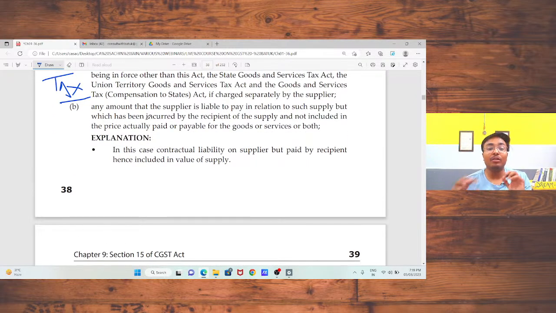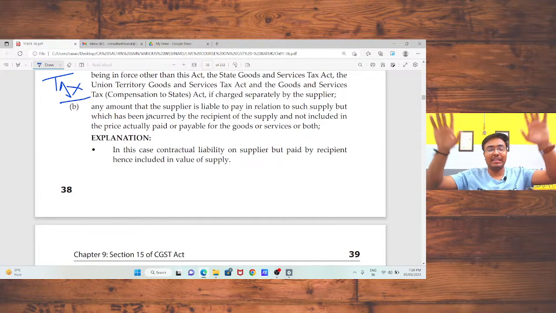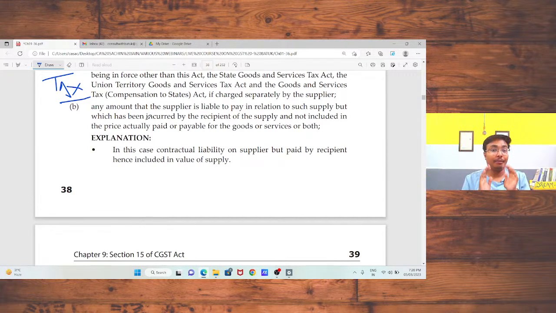next, any amount that the supplier is liable to pay in relation to such supply. Just take an example. If I am a supplier and I am going to supply goods to Mr. X, and I raise an invoice of 20,000 rupees. In that invoice, the freight is paid by the recipient, Mr. X. I am not going to pay the freight, but the liability to pay the freight is on me. So I just need to add that amount to my value of supply, that is, to my transaction value.